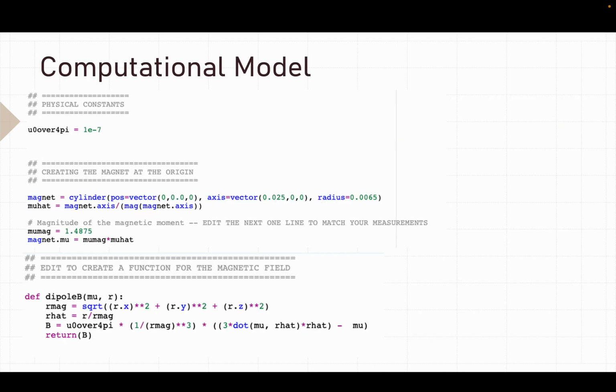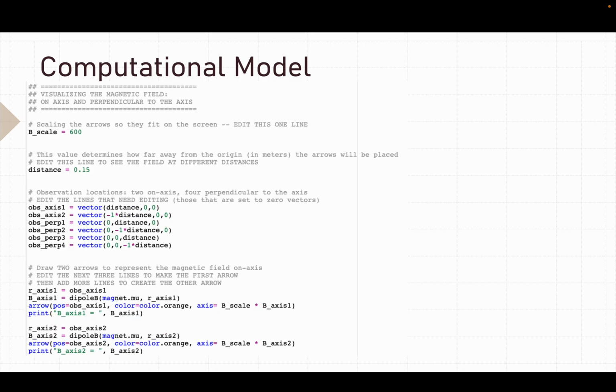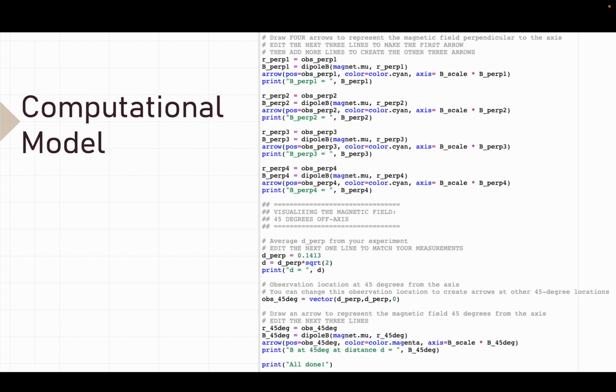So to begin with our computational model, we first put in our physical constants, then we create our magnet at the origin, and then we edit a function to create its magnetic field. Then to visualize the magnetic field, we scale the arrows to fit on the screen, and their distance as well. Then we put in the observation locations for the on-axis and the perpendicular axis, and we draw the arrows to represent the magnetic field on axis. Then, similar to before, we put in arrows to represent the magnetic field perpendicular to the axis this time.